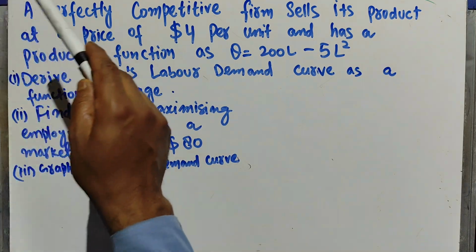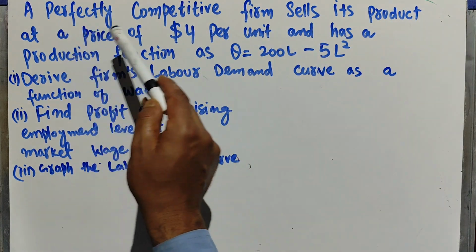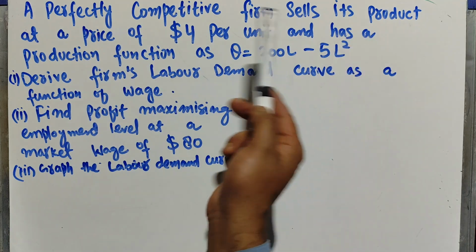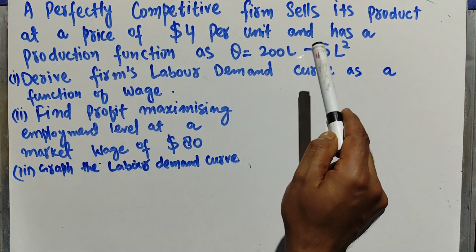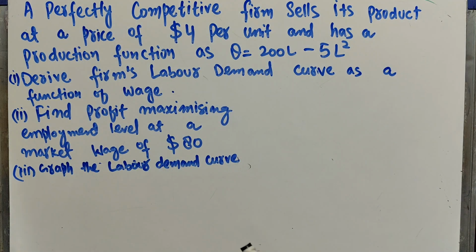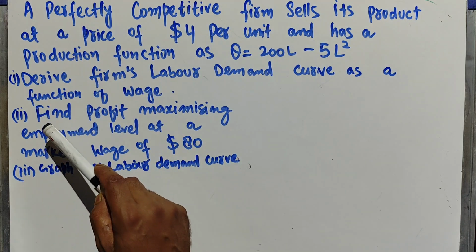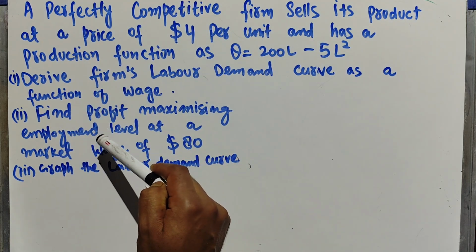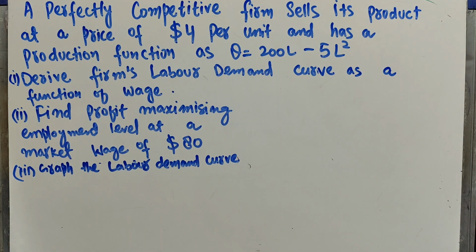The question is: a perfectly competitive firm sells its product at a price of $4 per unit and has a production function Q = 200L - 5L², where Q is the output and L is the units of labor employed. We have to derive the firm's labor demand curve as a function of wage. Also, we have to find the profit maximizing employment level at a market wage of $80, and graph the result. So let's go one by one.